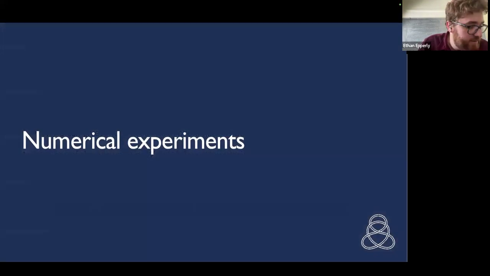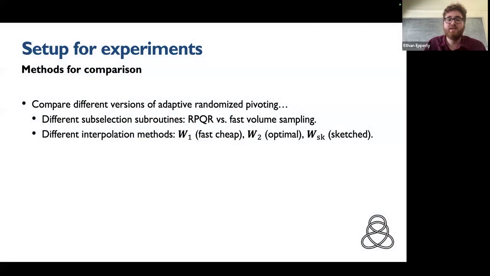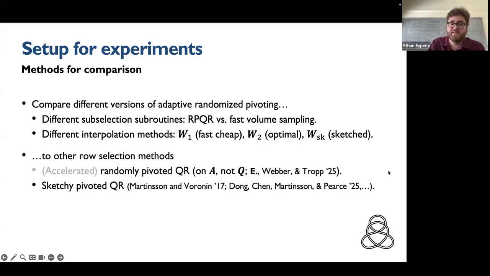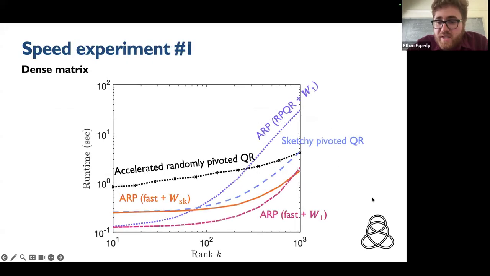All right, so I understand I'm running up against time, but let me just briefly show a couple numerical experiments. I'm comparing different versions of adaptive randomized pivoting against some baseline methods from the literature. And let me show the results. Here's first a speed experiment on a dense matrix. And you see this Cortinovis-Kressner implementation of adaptive randomized pivoting is really slow because it uses the slow randomly pivoted QR subroutine. But by replacing it with this much faster fast volume sampling, we really cut down the time.